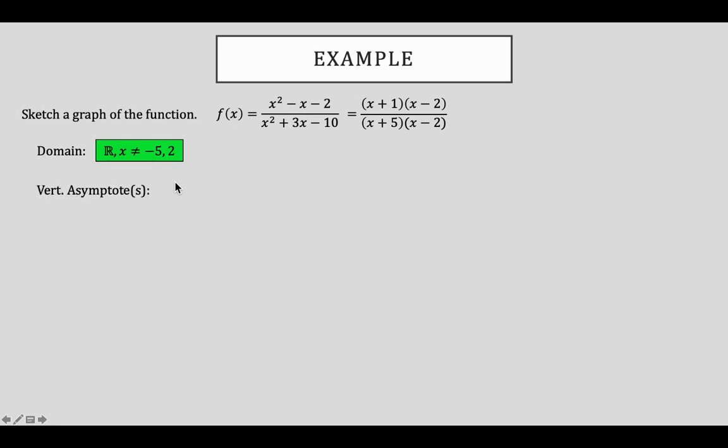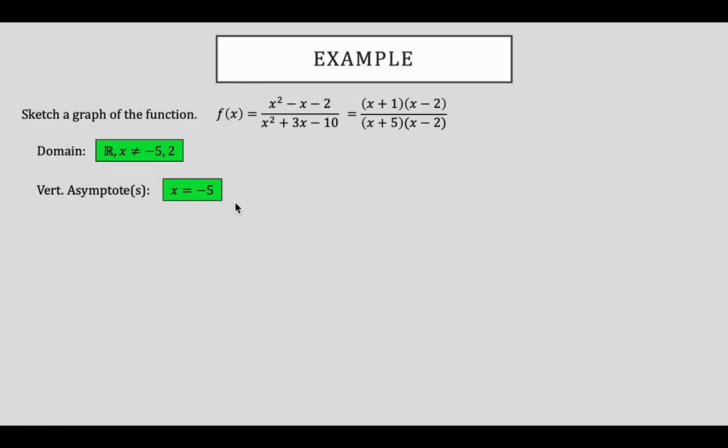Next, find the vertical asymptotes. Well, when you go to find the vertical asymptotes, cover up any common factors between the numerator and the denominator. Notice in this case, I have an x minus 2 in the numerator and an x minus 2 in the denominator. Right? We can cancel those out, leaving us only with x plus 5. That means x equals negative 5 is going to be our vertical asymptote.